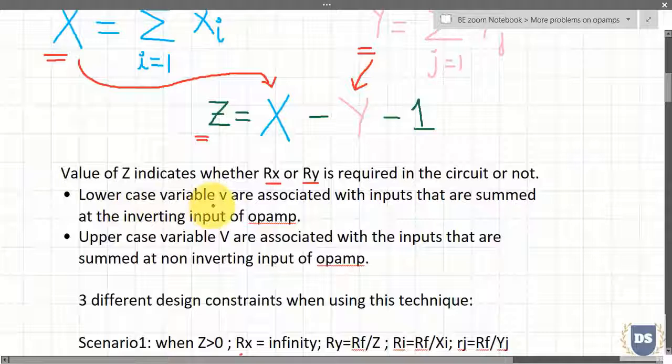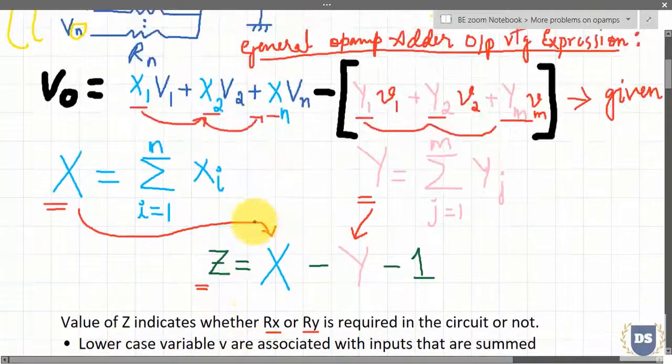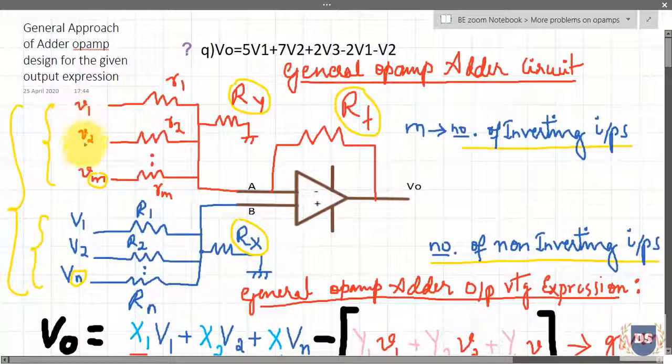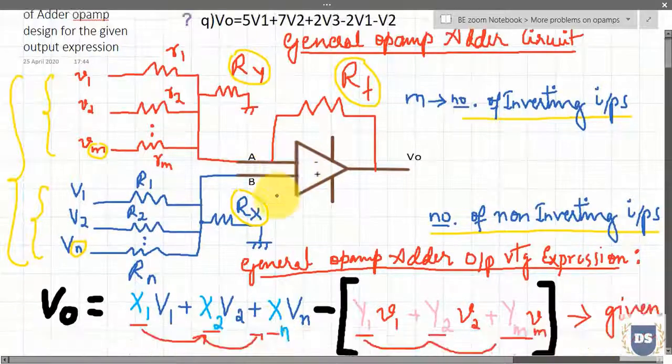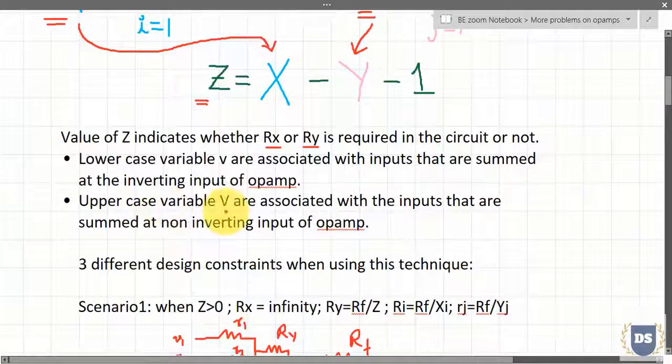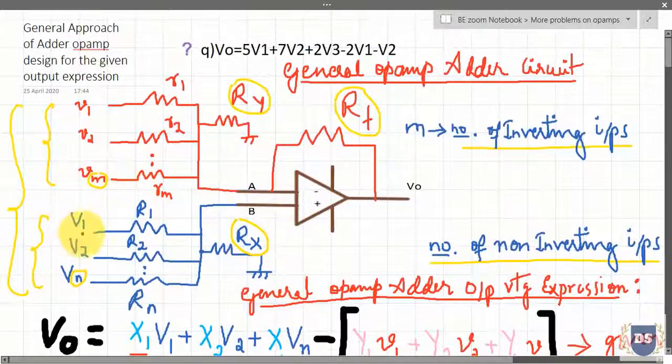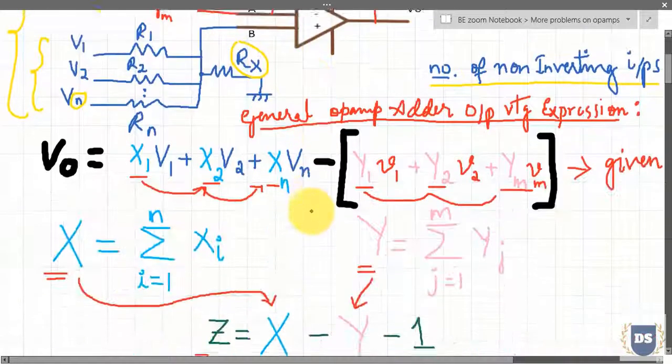The lowercase variables v are associated with inputs that are summed at the inverting input of the op-amp. So here I have used small letter v's, the voltage sources associated with inverting inputs, and uppercase variables V are associated with inputs that are summed at the non-inverting input of the op-amp. So capital V's are used with respect to the non-inverting input terminal of the op-amp.